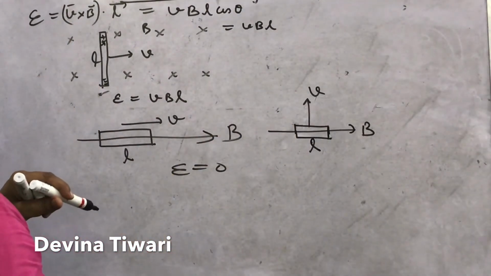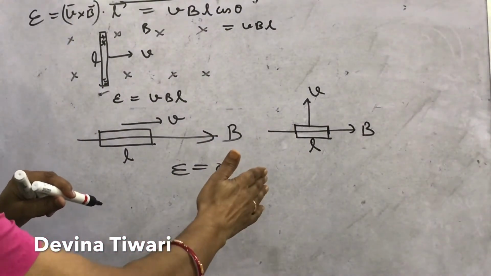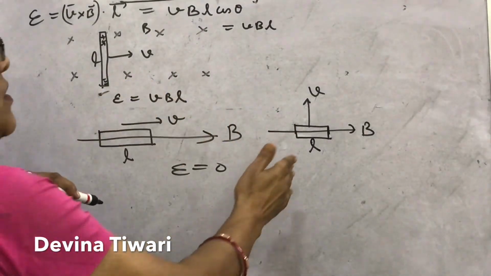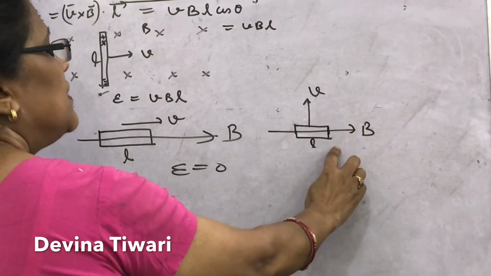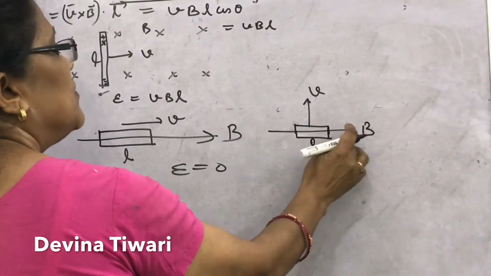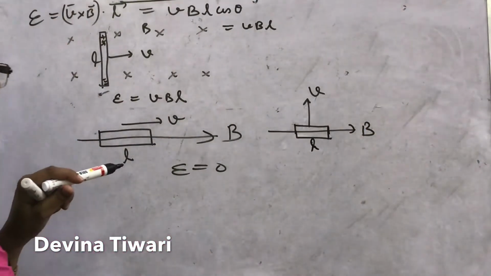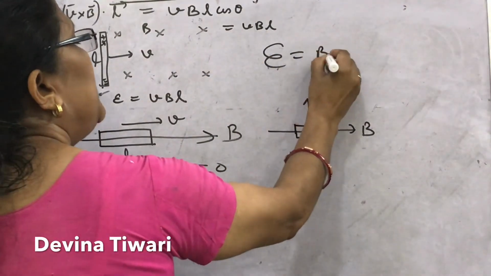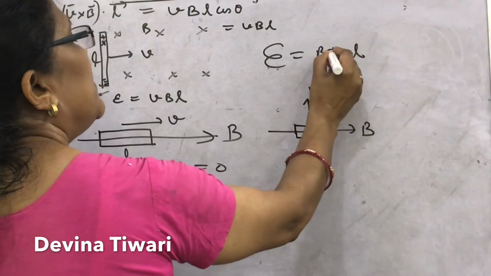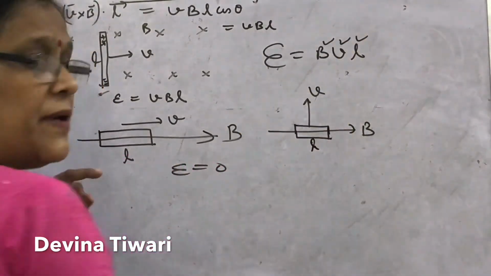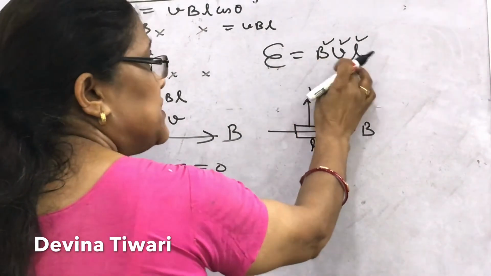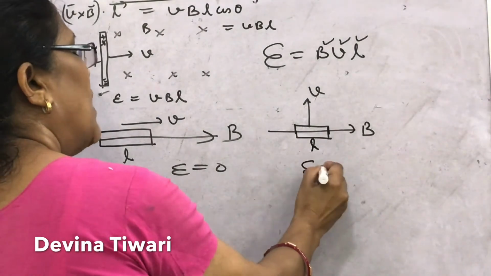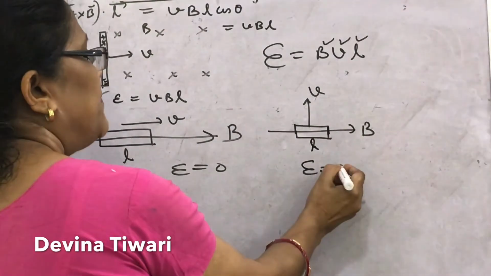Okay. Now how will you find that in this case? How can you say that motional EMF will be produced or not? Look here, this is length and this is B, they are parallel. What I mean to say is that motional EMF is BVL if all these three are mutually perpendicular, and if any two of these three are parallel, then there will be no EMF. How will you justify that there is no EMF?